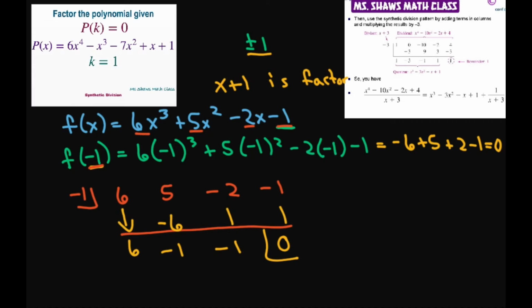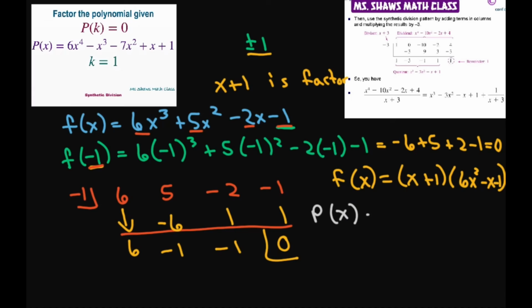So this is your quotient here. So you're going to have f of x equals x plus 1 times your quotient 6x squared minus x minus 1. Let's squeeze that in there. All right, so now we need to know p of x. So p of x is just going to equal everything together. It's going to be your x minus 1 times your x plus 1 times your 6x squared minus x minus 1.